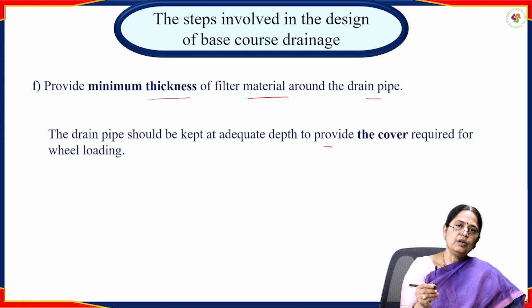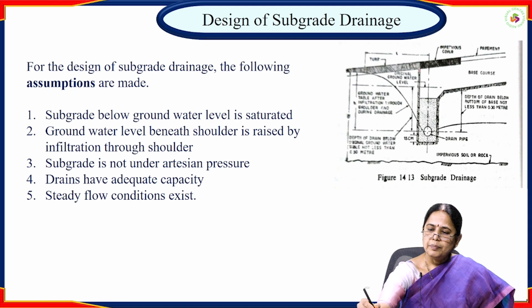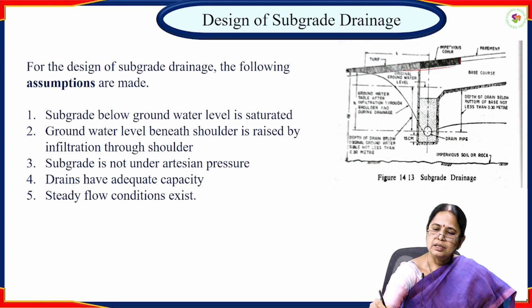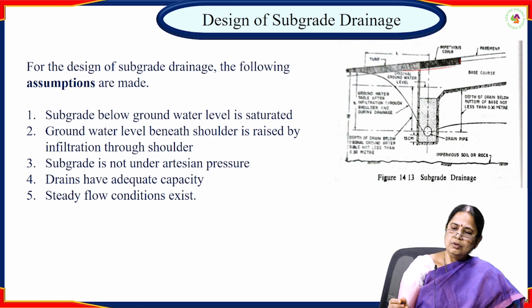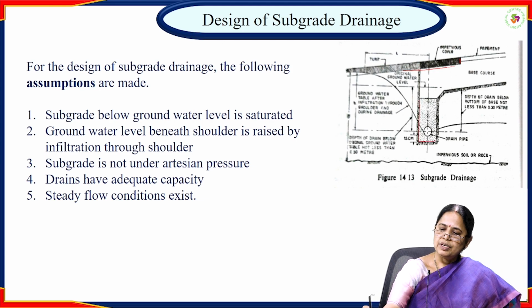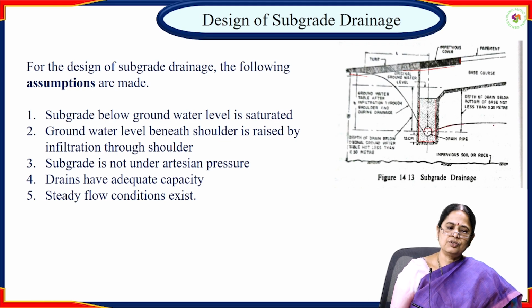sustaining the wheel loading. So, next is design of subgrade drainage. Here we can see the pavement, this is the impervious cover, and this is the turf. The drain is placed over here, and this is the water table, which is lowered because of the drain placed in the subgrade drainage.